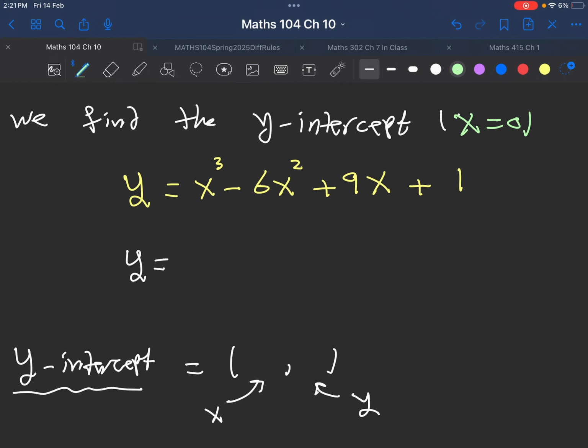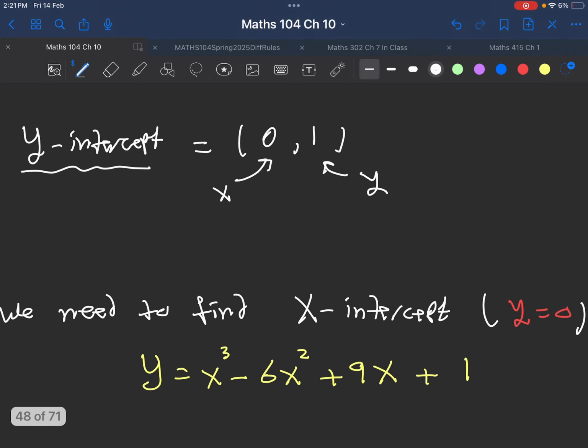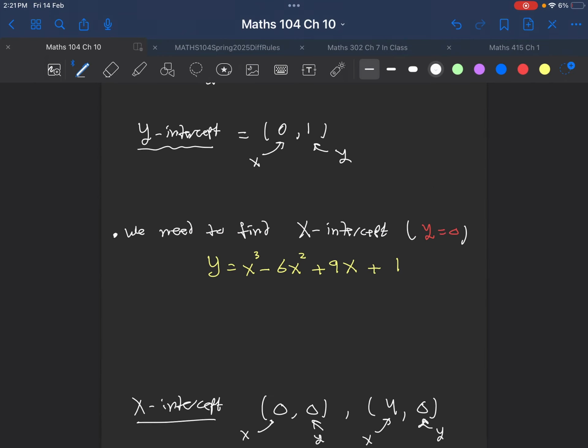Next, we will need to find the y-intercept. Y-intercept means we plug in x equal to 0, so the answer would be just 1. So what we get is 0 and 1 is the y-intercept.